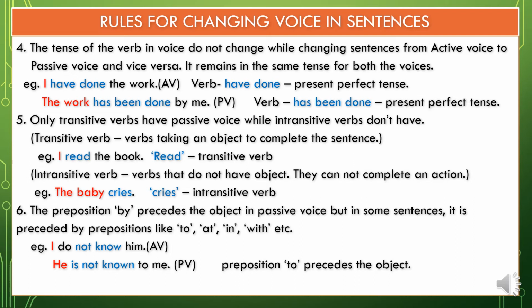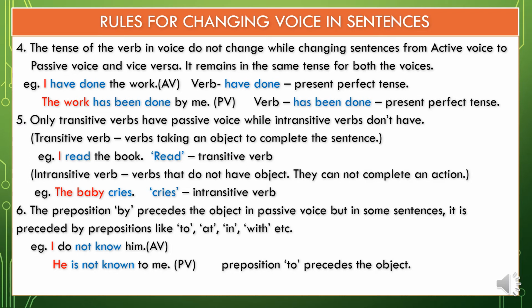I do not know him, and he is not known by me. No, he is not known to me. Okay, here instead of the preposition by, the object is preceded by the preposition to. So these are the fundamental rules, or the basic rules, of changing voice in a sentence.